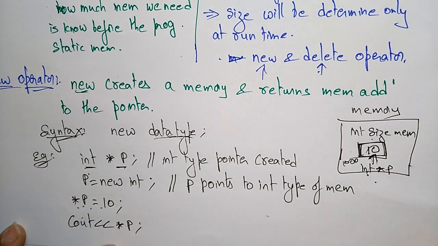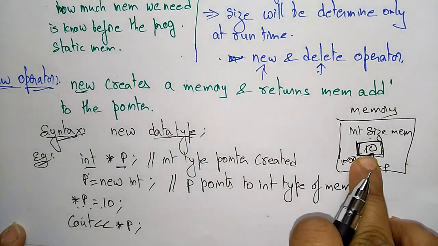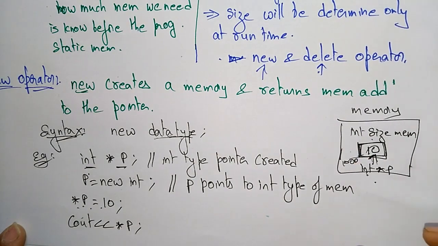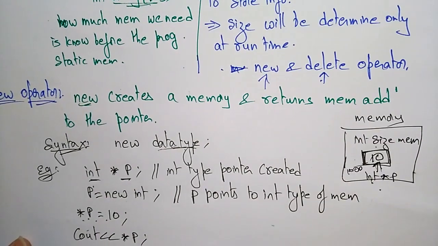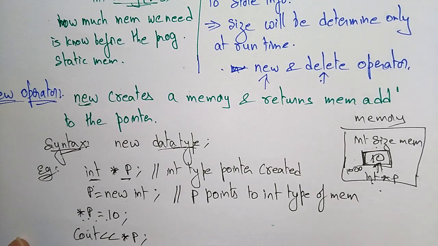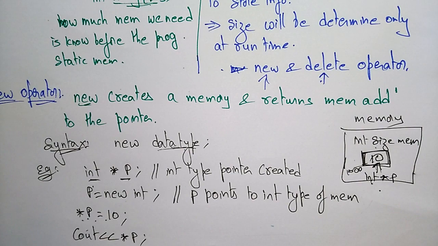That I have printed, star p. So that value will be printed. So star p means the value has to be printed. The pointer points to that memory location. Okay, so this is how you have to use the new operator. So new is used to create memory. Here I have taken only the int.